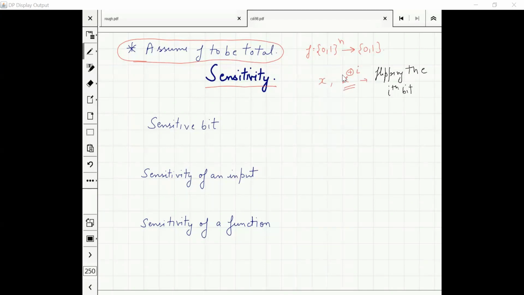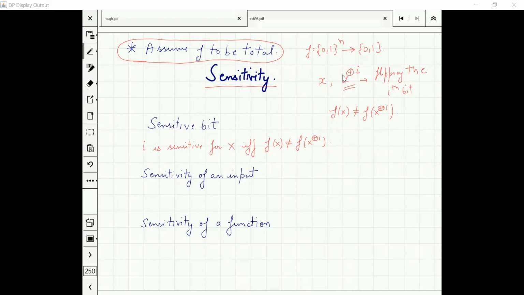And this was actually very important. One of the important questions which we asked was, is f(x) equal to f(x XOR i)? This gives us the definition of a sensitive bit or sensitive index. i is sensitive for x if and only if f(x) is not equal to f(x XOR i). So an index is sensitive for an input if, when you flip that bit, the function value changes.